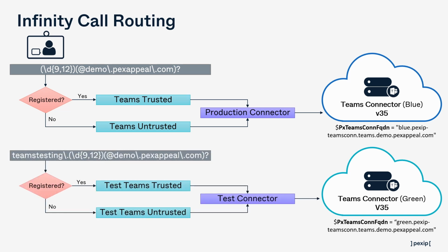2 rules were added which matched the alias used for non-production test Teams CVI calls. Registered endpoints making calls would match the test Teams trusted rule, resulting in bypassing the Teams meeting lobby. Unregistered endpoints matching the untrusted rule would be placed in the Teams meeting lobby, requiring them to be admitted by a meeting host. Both rules were routed via the non-production test Teams connector, the green connector.